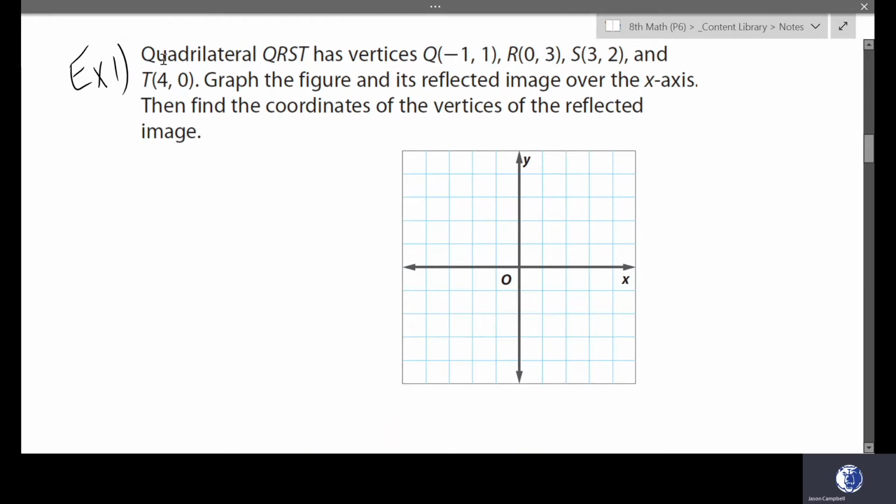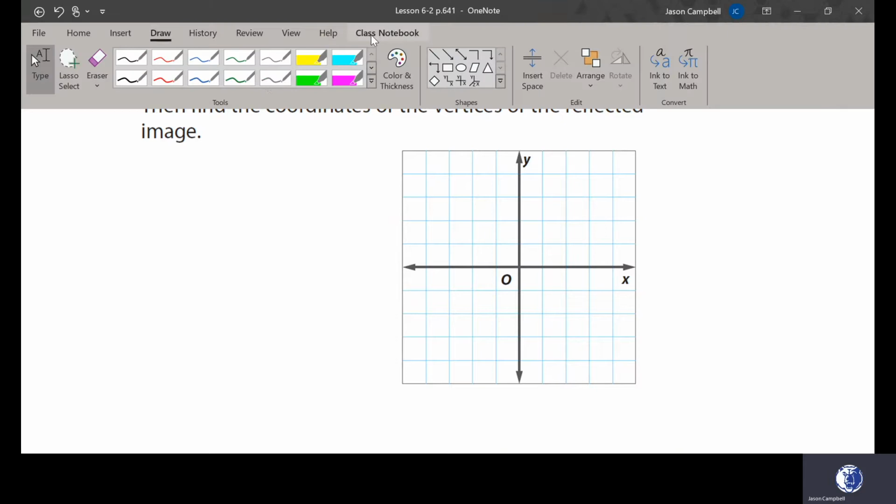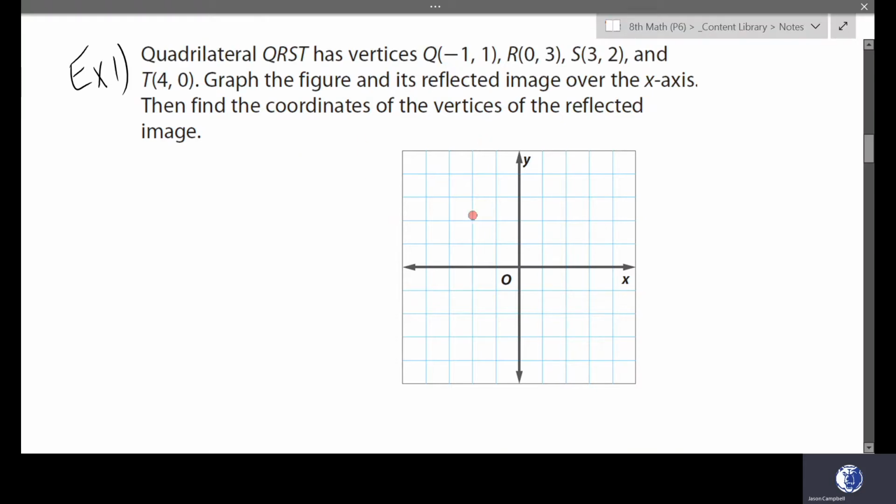Let's try example 1. It says quadrilateral QRST has vertices Q, R, S, and T at these coordinates. Graph the figure and its reflected image over the x-axis, then find the coordinates. So let's plot the first image in red. So -1, +1 is here. 0, +3 is here. 3, 2 is here. And 4, 0 is here.